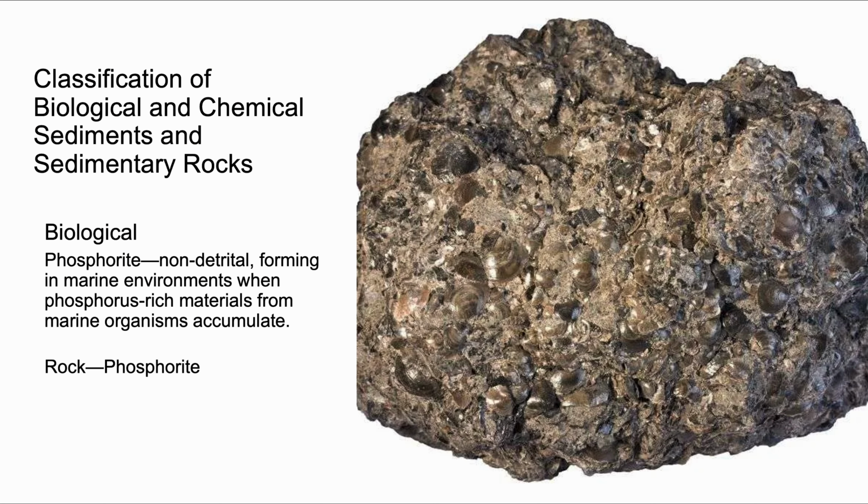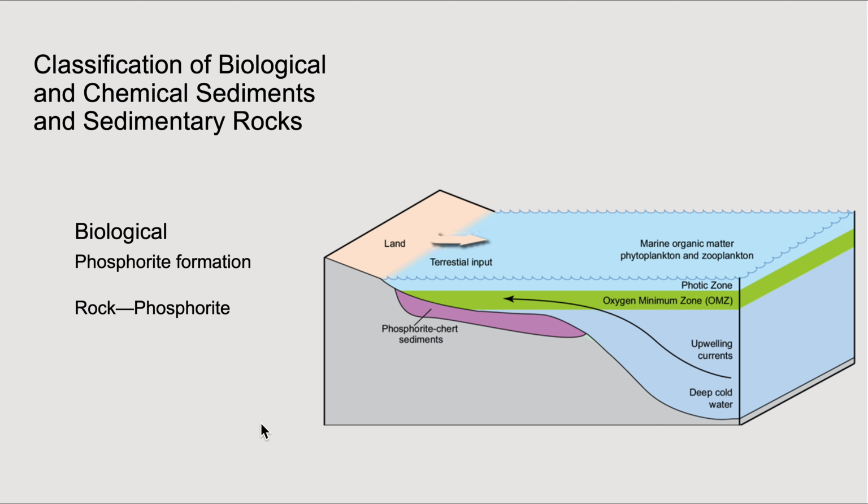And lastly, from the biological rock category, we have phosphorites. Phosphorites are a non-detrital rock forming in marine environments when phosphorus-rich materials from marine organisms accumulate. The rock is known as a phosphorite. So what's happening here is we have our previously deposited sediment, whatever it may be, associated with an upwelling current.